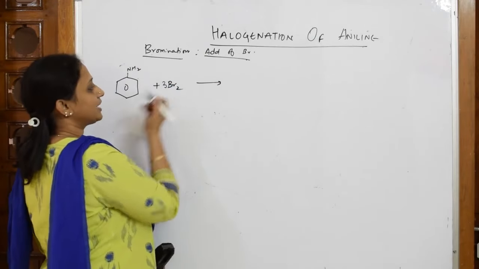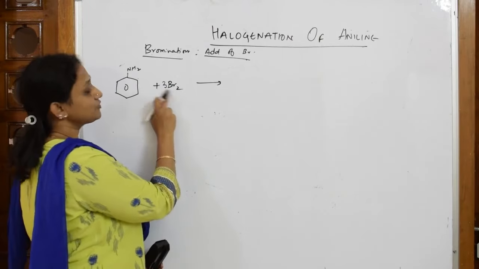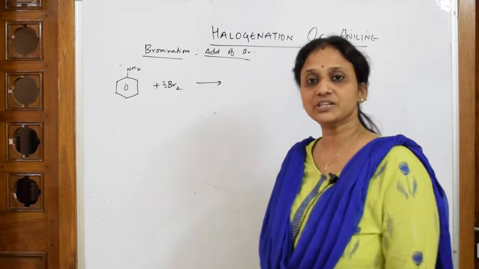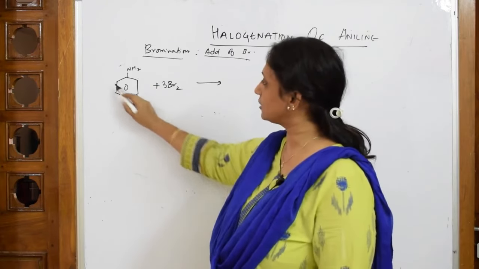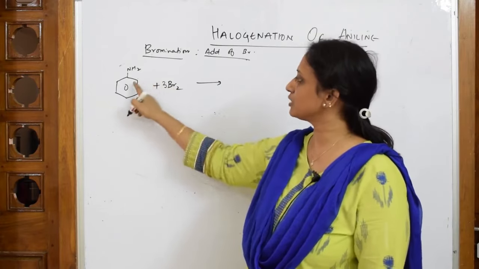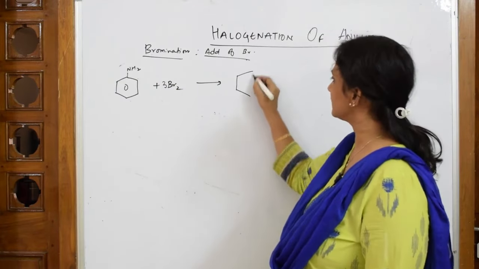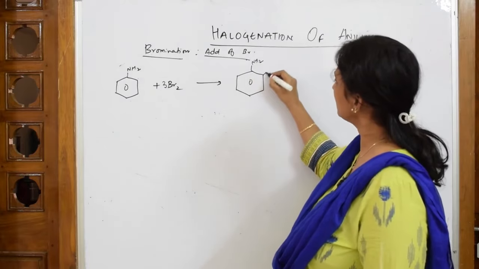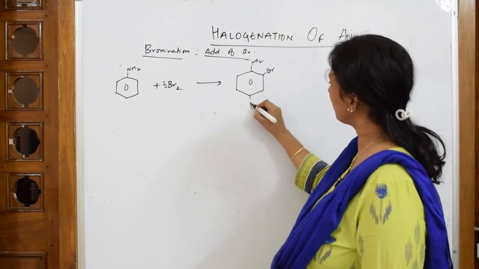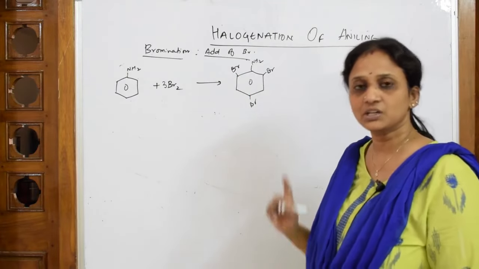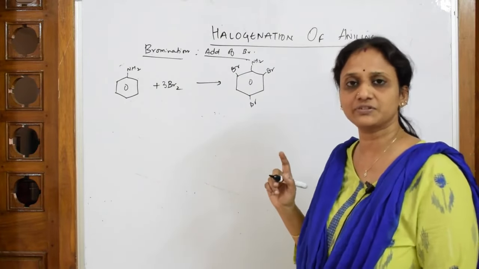Directly, how many am I going to add? 3. That means a total of 6. Now observe carefully. As I said, due to resonance, the ortho, para and ortho positions are opened up. This is the site where bromine goes and acts. So I said it immediately reacts with bromine. So you get aniline with ortho, para and ortho positions all occupied, because those are the sites where we have shown resonance.